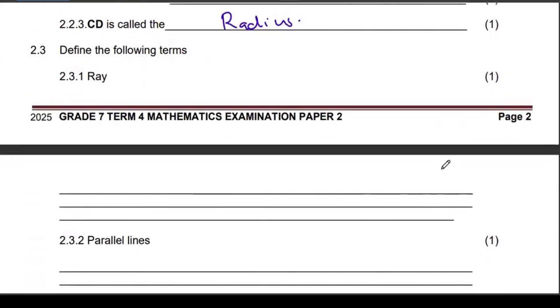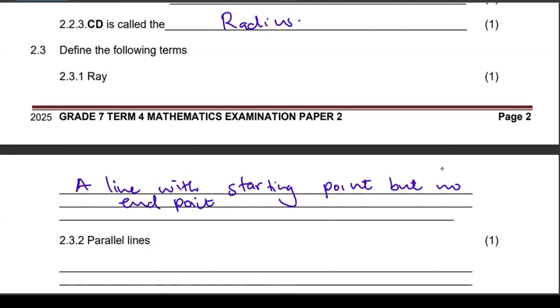Then they want us to define the following terms. What's a ray? So we know that a ray is a line with a starting point but no end point. Because usually it is in an arrow kind of format. For as long as we see the arrow heading, that's basically a ray. Starting point, no end point.